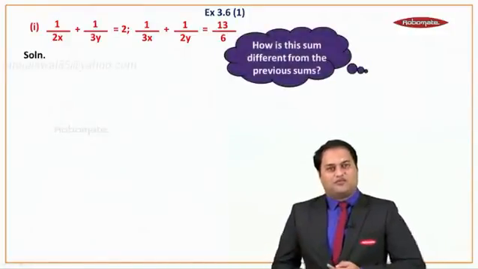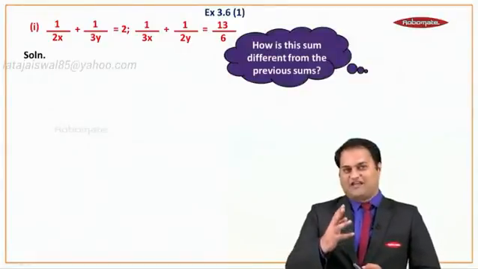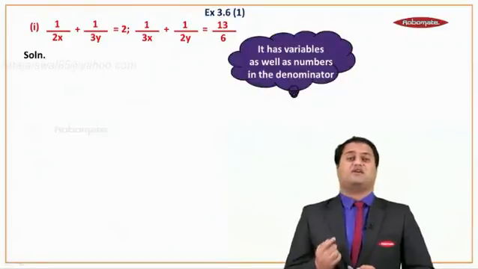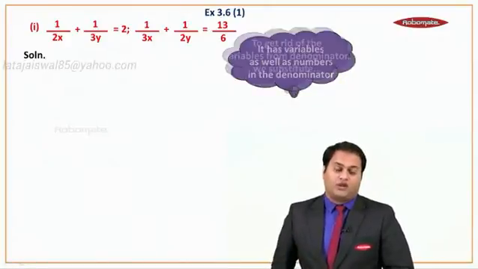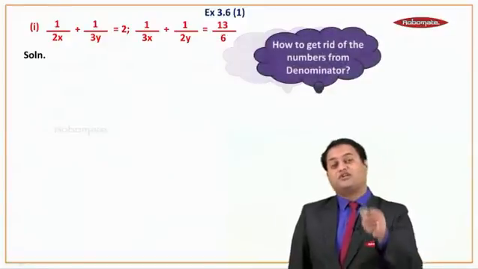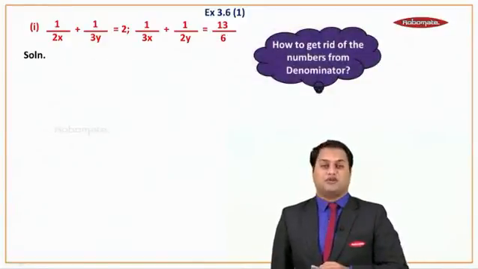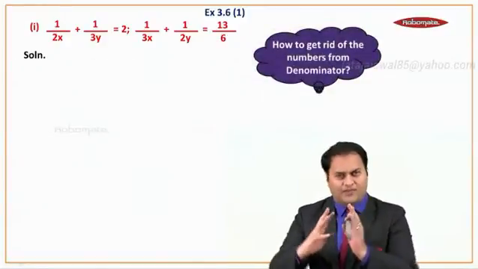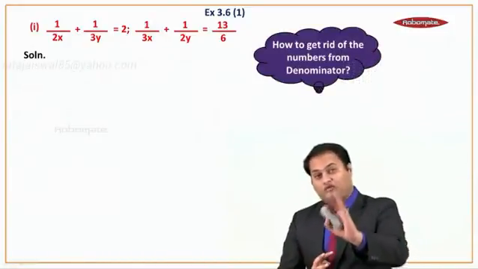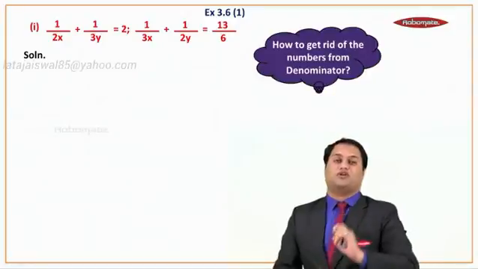So how is this sum different from the previous sums? As I said, in this sum there are variables as well as numbers in the denominator. Now to get rid of the variables we substitute. Now the question is how to get rid of the numbers from the denominator. Look at it separately. Variables we will remove later by substituting. First let us remove the numbers from the denominator.